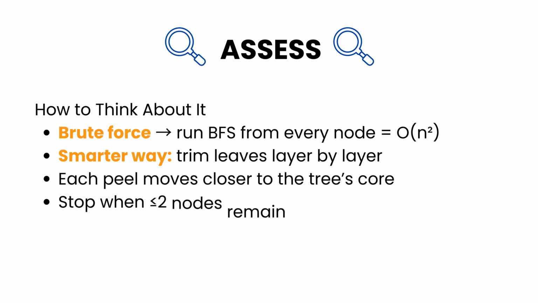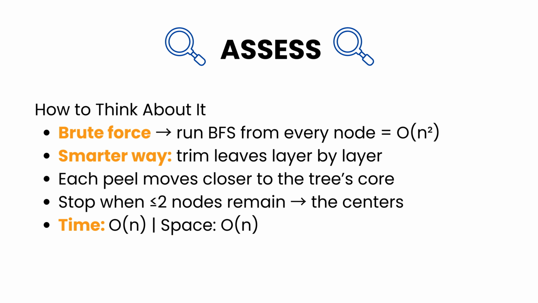Instead, observe, if we trim leaves layer by layer, like topological sorting, the last 1 to 2 nodes left are the centers. Why? Because removing leaves doesn't change centers. We're shrinking toward the core. Complexity: O(n) time and O(n) space.